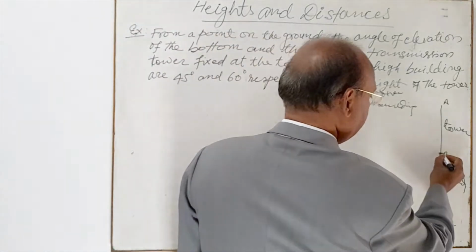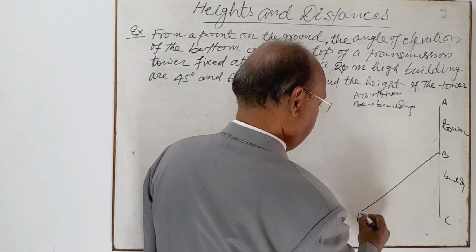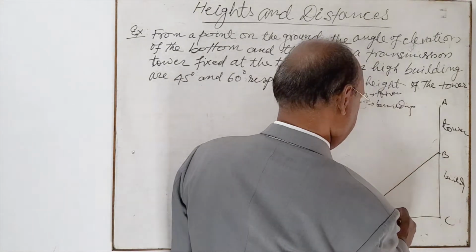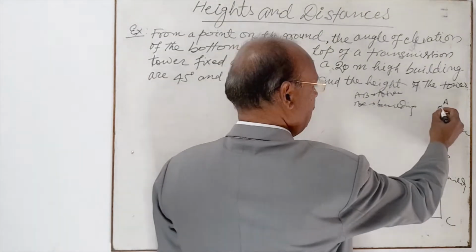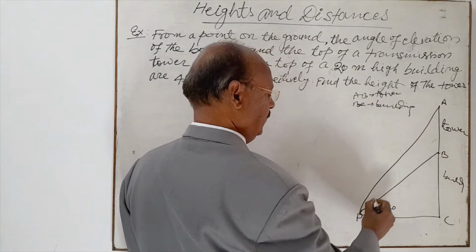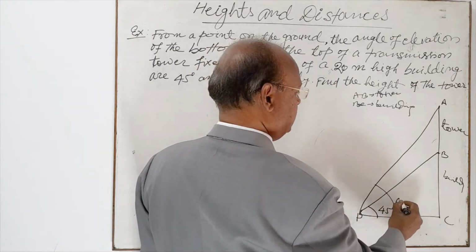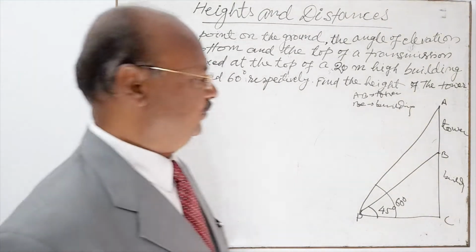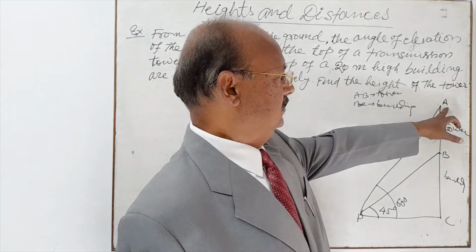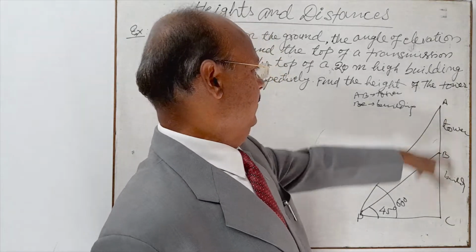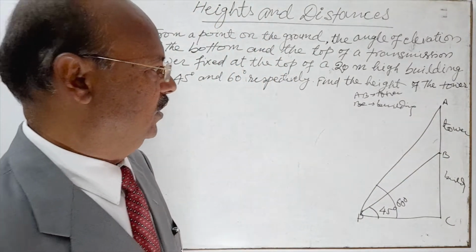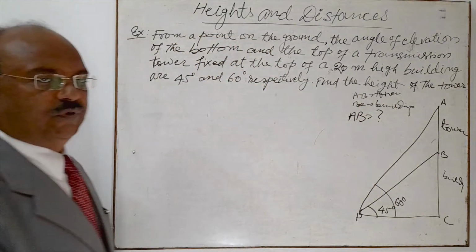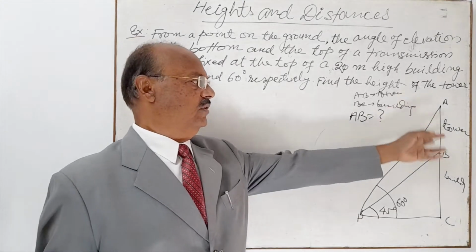So suppose point P is here. Here the angle of elevation is 45 degrees and this angle of elevation is 60 degrees. So here we have to find out the length of this tower AB, the height of the tower. Fine. So let us try to find out AB. You can say length or height of the tower.